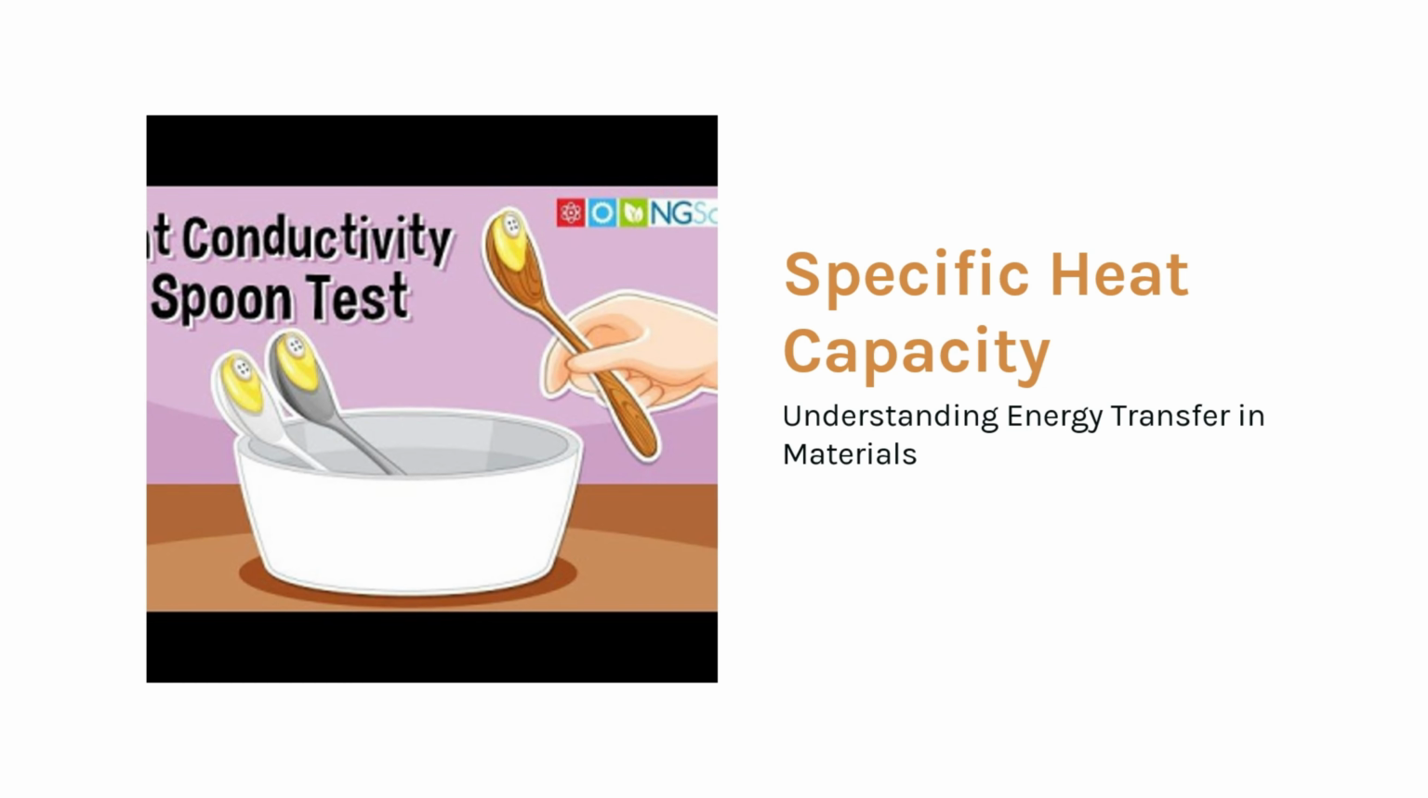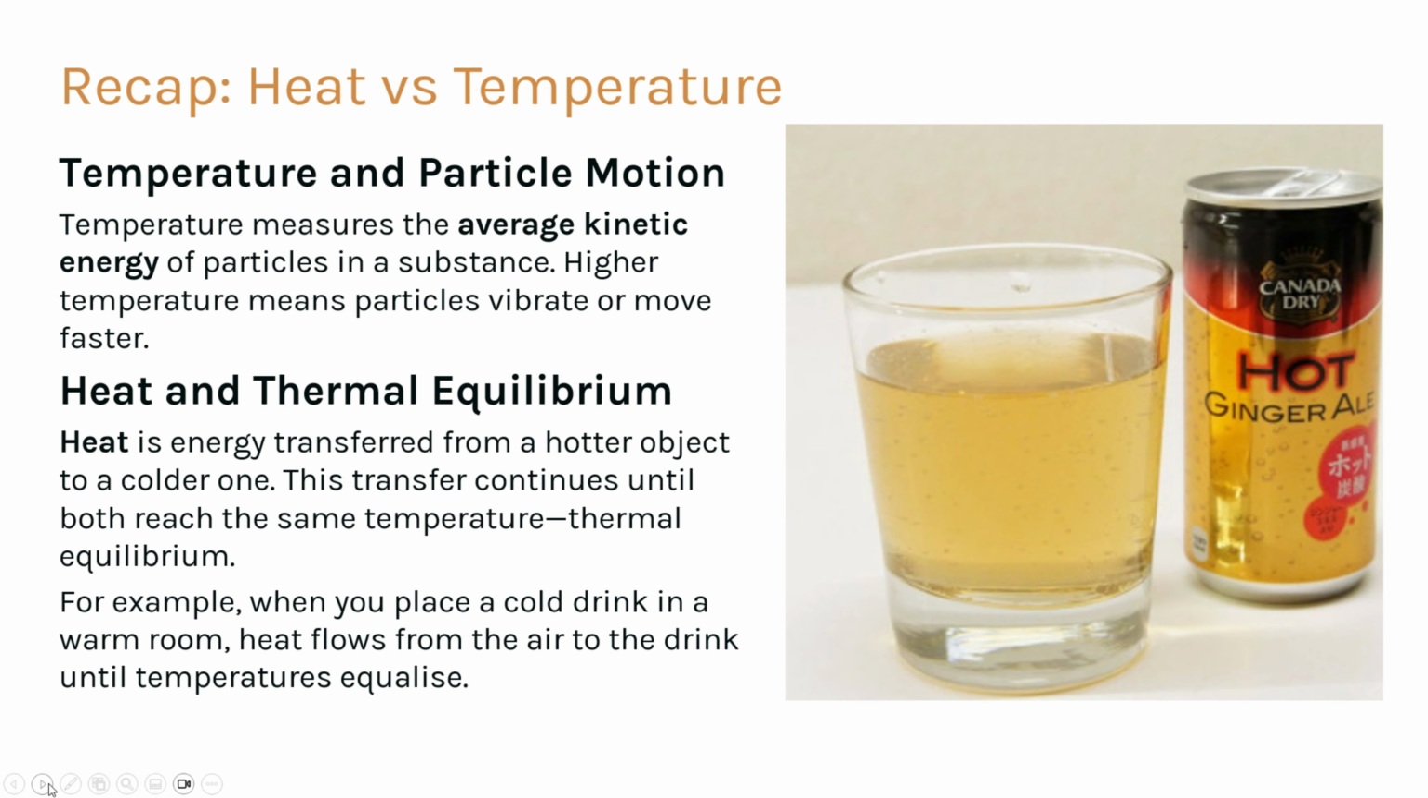Specific heat capacity, understanding energy transfer in materials. Recap, heat versus temperature. Before we introduce anything new, let's quickly recap two ideas we already know: temperature and heat. Temperature measures the average kinetic energy of particles in a substance. So, if the temperature is higher, the particles are vibrating or moving faster on average.